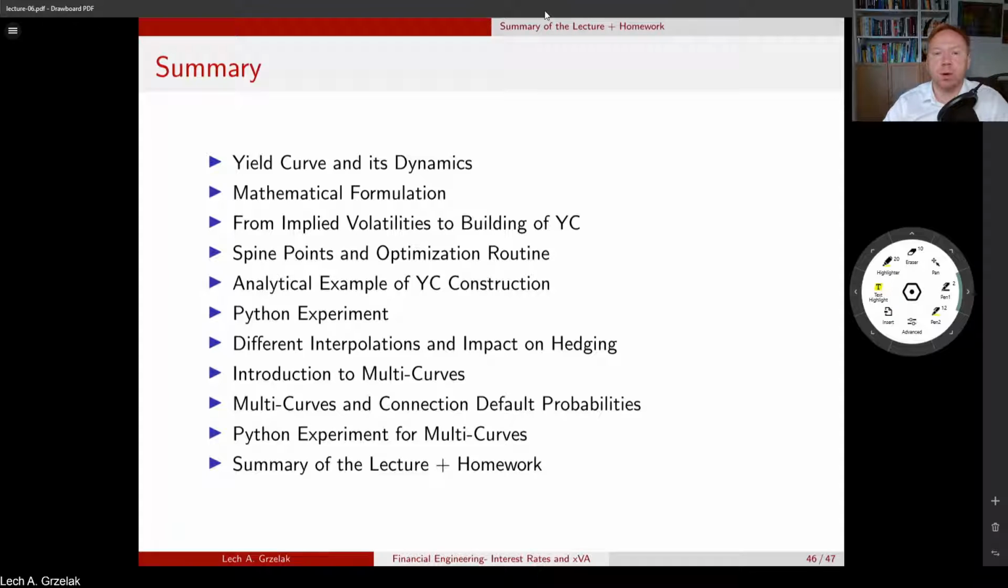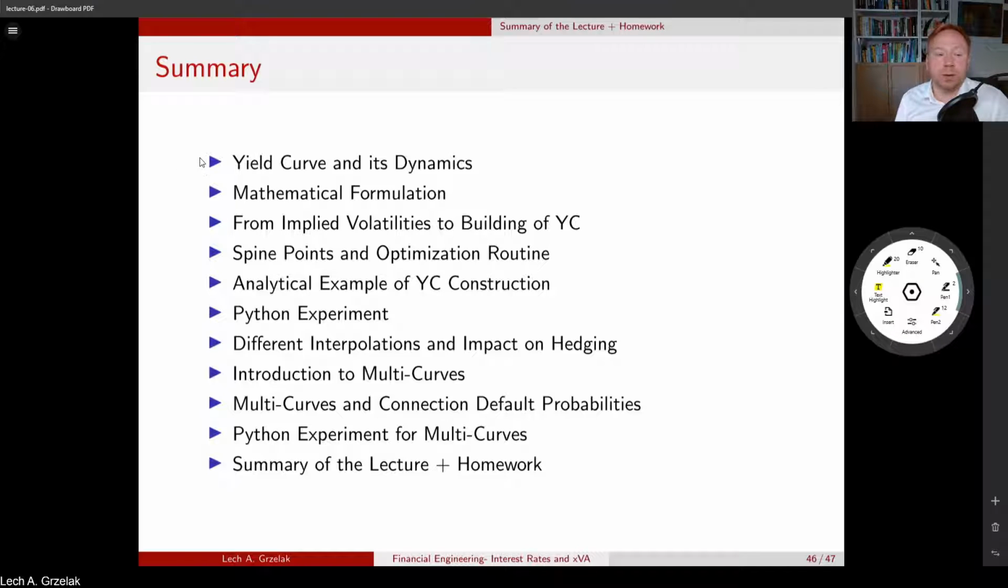Now is the time to summarize what we have learned in this lecture. Of course, this lecture was about yield curves. As you can imagine, because of the importance of the yield curve, multi-curves, hedging, and interpolations, this lecture was longer than typically we have. But I hope that it's a good introduction to interest rates and also building of yield curves. It is a very important subject. This is also the reason why I decided to spend significantly more time on the subjects covered in today's lecture.